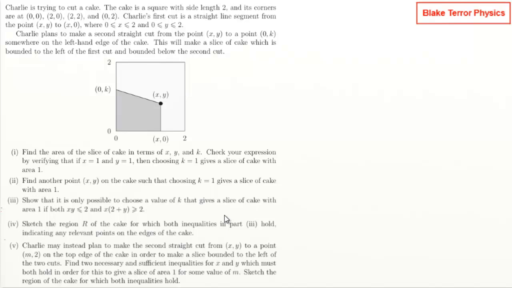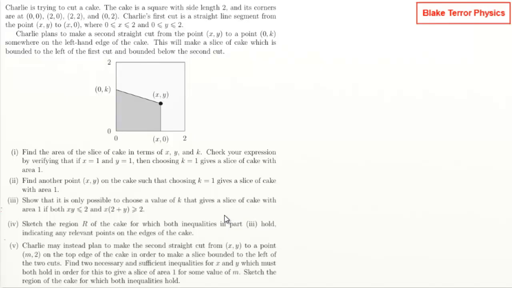Hello, question 4, the 2021 maths. Charlie is trying to cut a cake. The cake is a square with side length 2, corners at (0,0), (2,0), (2,2), (0,2). Charlie's first cut is a straight line segment from the point (x,y) to (x,0), where x is between 0 and 2, so it's in the cake, and so is y.